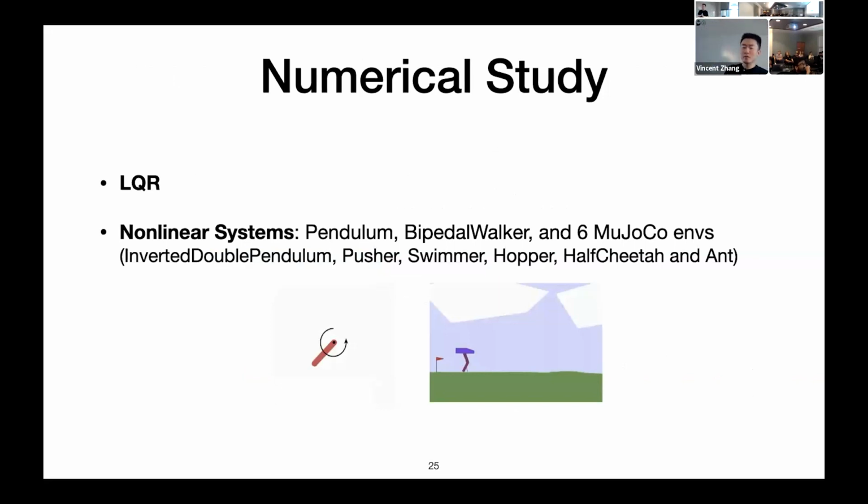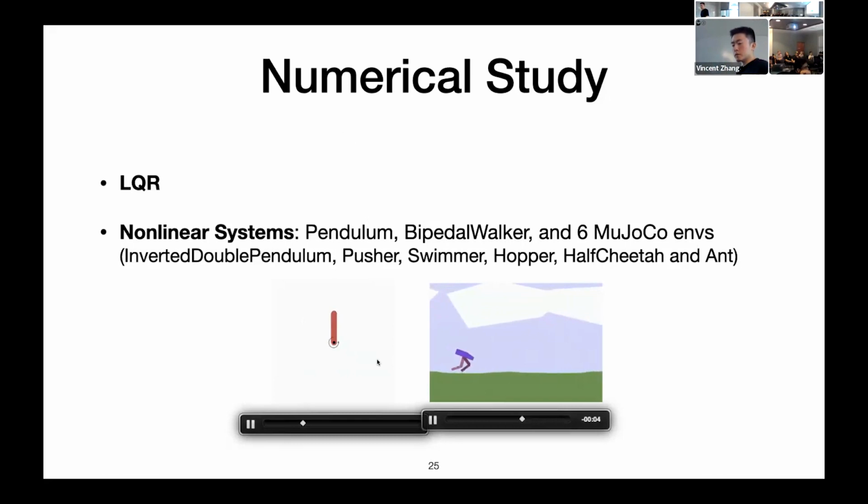Numerical study. We did experiments on both synthetic instances of LQR, and we also did some experiments on nonlinear systems. Eight environments are listed here. Before I show the results, I want to talk about the policy side of things.